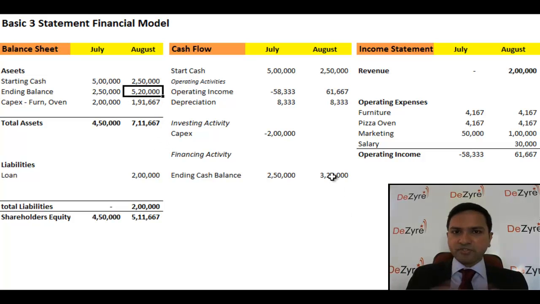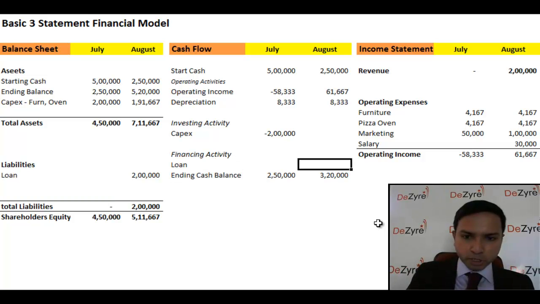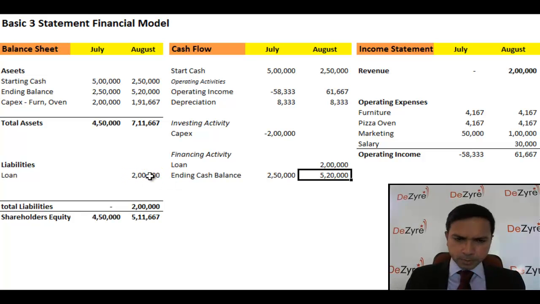So taking a loan is a financing activity. You go to financing activity, take loan, and you say it's an inflow of cash, so it's positive, plus 2 lakhs, and there we are back again. These things tally. 5,20,000, 5,20,000.